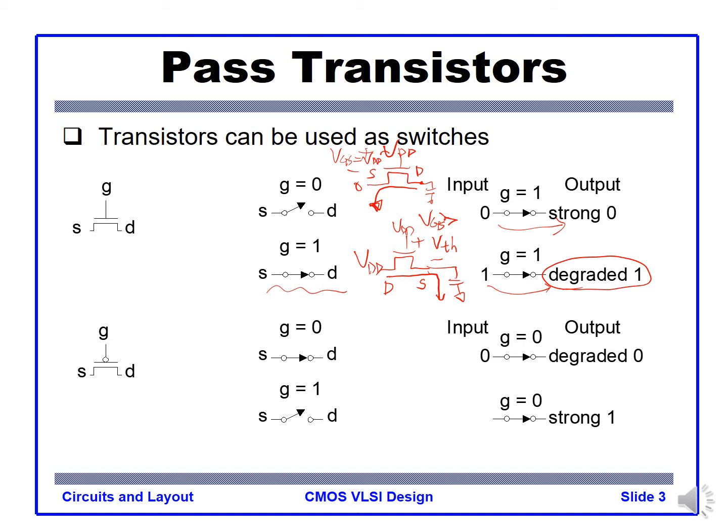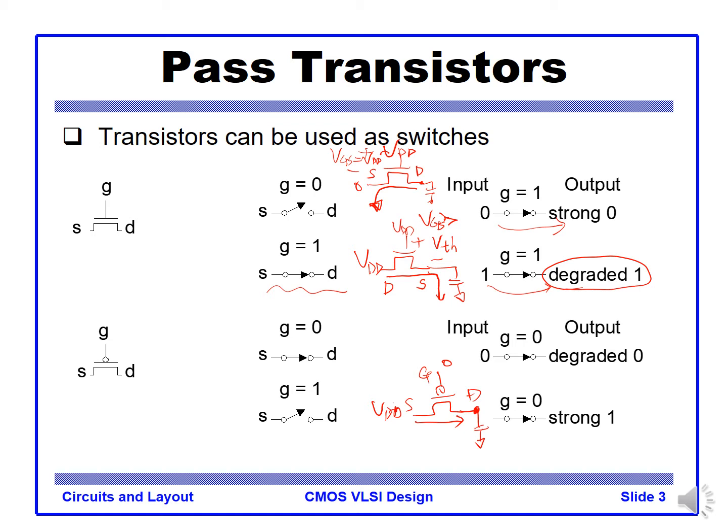Similarly, for the PMOS, the input is 0. Let's say this is 0, this is VDD, then we know the current direction is like that. So this is the source, this is the gate, and this is the drain. So VSG is always greater than VTH, so the drain voltage can go up to VDD.